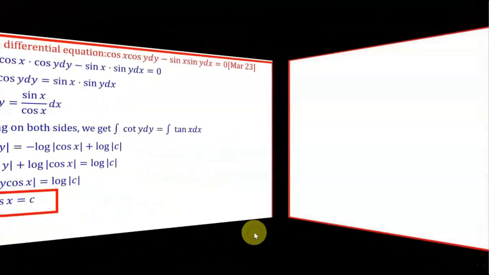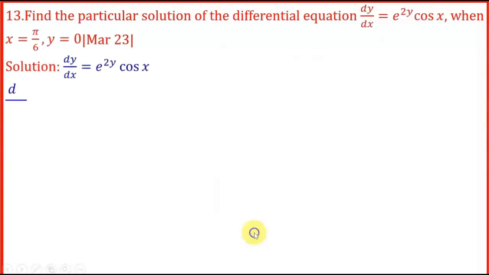Next, find the particular solution of the differential equation dy by dx is equal to e raised to 2y into cos x, when x is equal to pi by 6 and y is equal to 0. Now here dy by dx is equal to e raised to 2y into cos x. Apply the variable separable form, means transfer this e raised to 2y to the left hand side, it will become dy upon e raised to 2y is equal to cos x into dx.